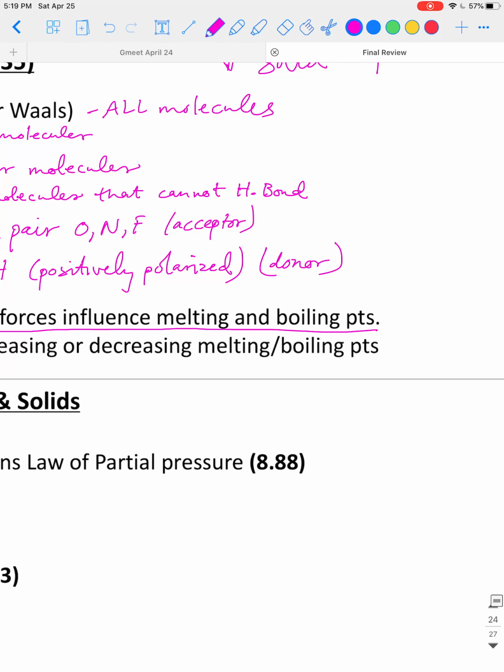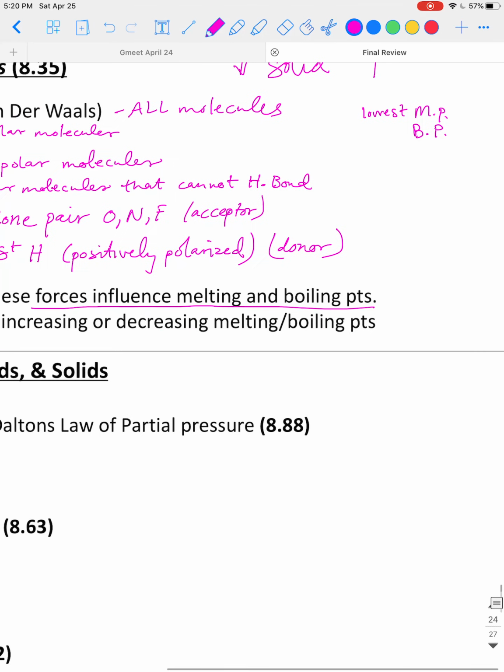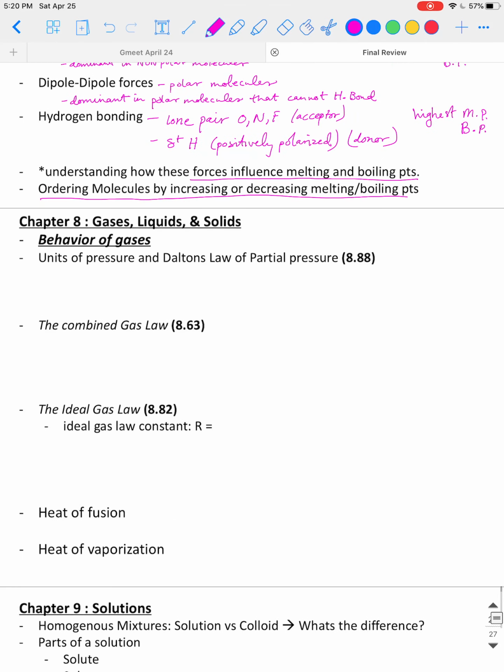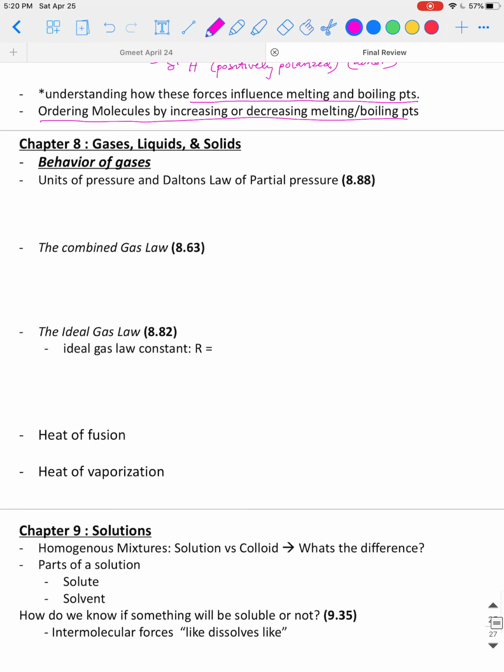Also understand how these forces influence melting and boiling points. London dispersion molecules will have the lowest melting points and the lowest boiling points. Molecules that can hydrogen bond will have the highest melting and boiling points. So understanding that, if you were given an assortment of molecules, you could then order them by increasing or decreasing melting points or boiling points.